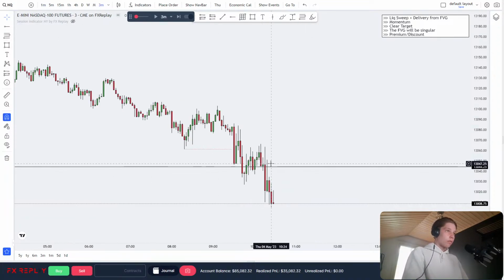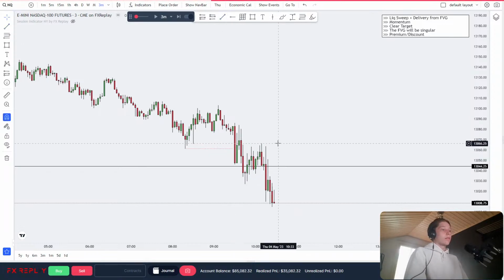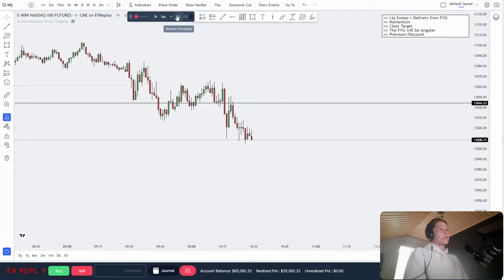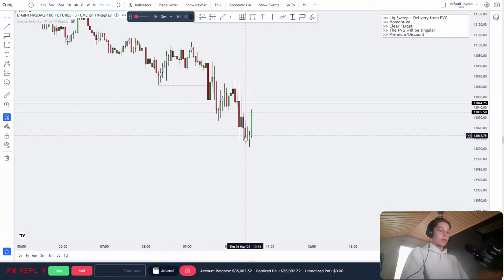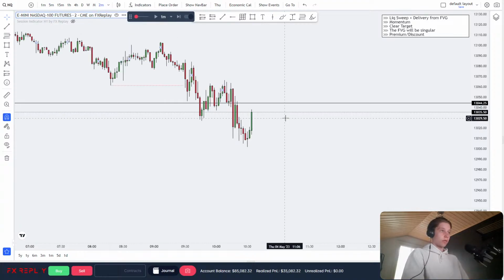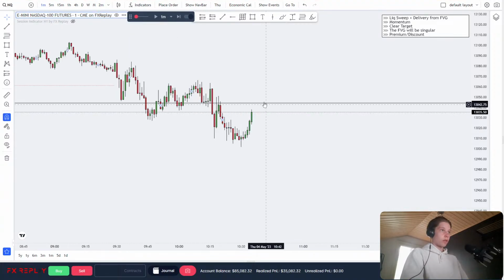Because look at that, we would have taken that. It would have actually been a break even there. So you see how good this strategy is. We are able to save ourselves so many problems.